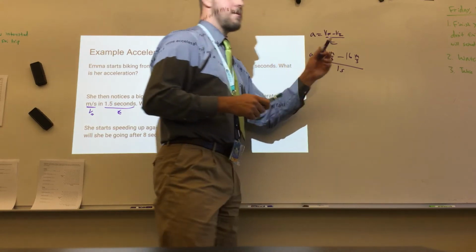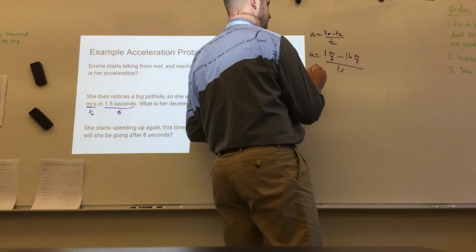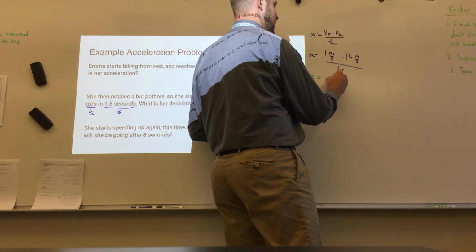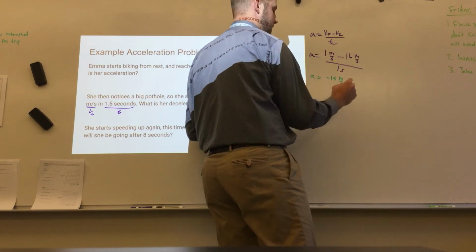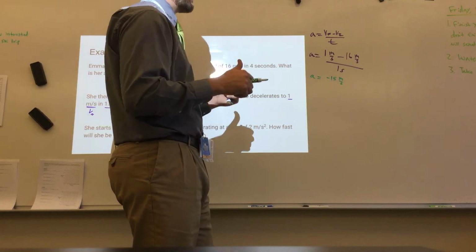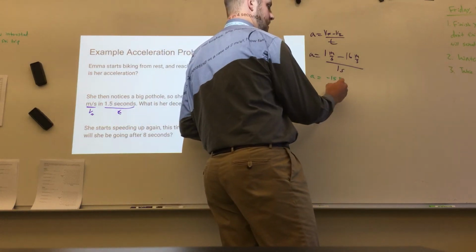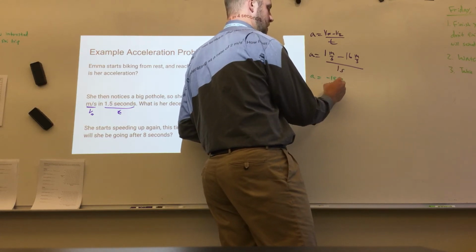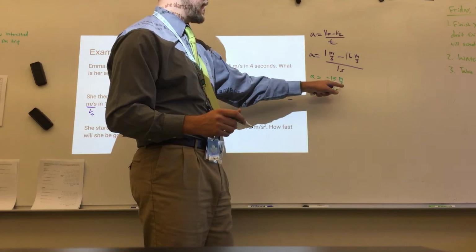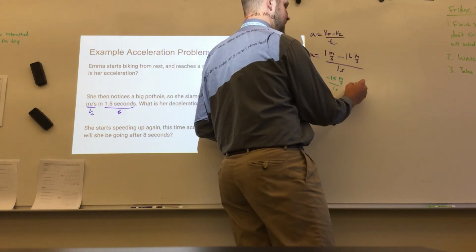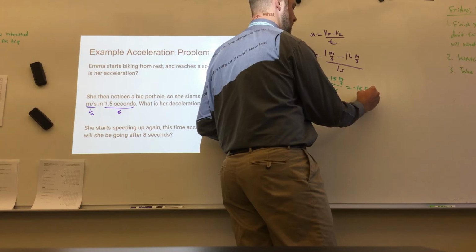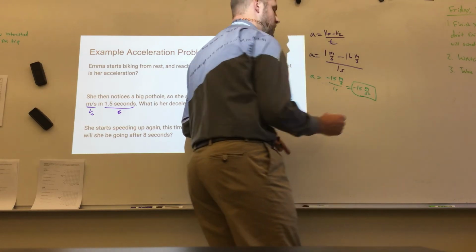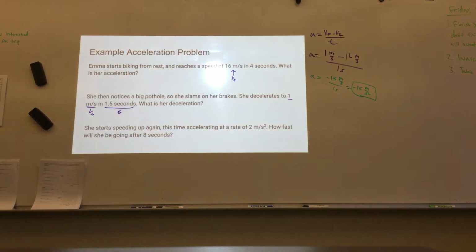Well, hopefully you can all do 1 minus 16. That gives you negative 15 meters per second. That's a velocity because it's telling you the direction is going backwards, and you divide that by the 1 second. I'll do this in 2 steps, sure. Negative 15 meters per second divided by 1 second is negative 15 meters per second squared. So that was her deceleration. Notice it's a pretty high number. That means that her speed changed very fast, which makes sense if you're slamming on your brakes.